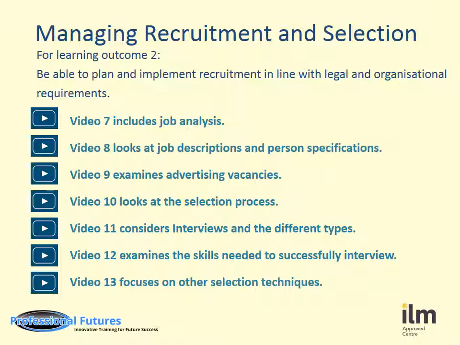The information for Learning Outcome 2 has been split across 7 videos to allow you to look at these topics in more detail. Video 7 includes job analysis, whilst Video 8 looks at job descriptions and person specifications. Video 9 examines advertising vacancies, whilst Video 10 looks at the selection process. Video 11 considers interviews and the different types of interviews, and Video 12 examines the skills that you'll need to successfully carry out those interviews. And Video 13 focuses on other selection techniques.